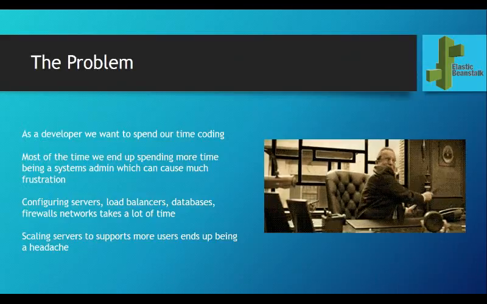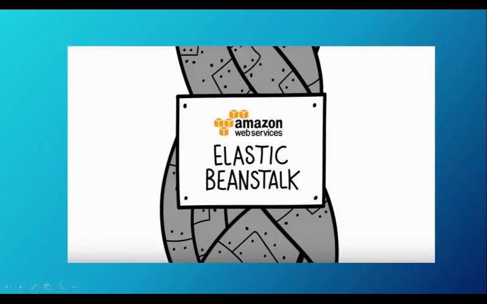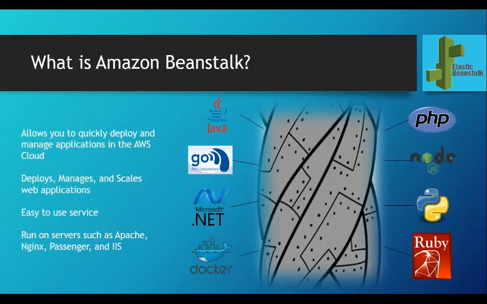But luckily, there's a solution to our problem, and that is Amazon Elastic Beanstalk. So a question you may be asking yourself is, what is Elastic Beanstalk? It is, in a sense, a service that bundles together a bunch of other services that Amazon Web Services provides. The main purpose of Amazon Beanstalk is to allow you to quickly deploy and manage your applications to the cloud. And so it deploys, it manages, it scales your web applications.